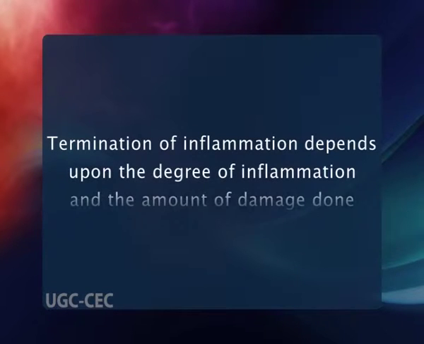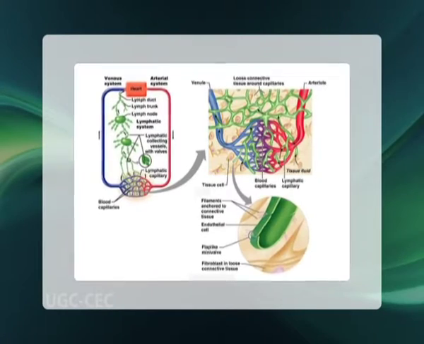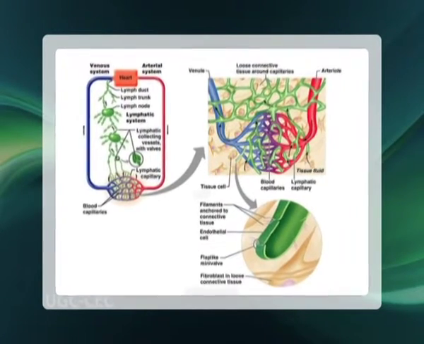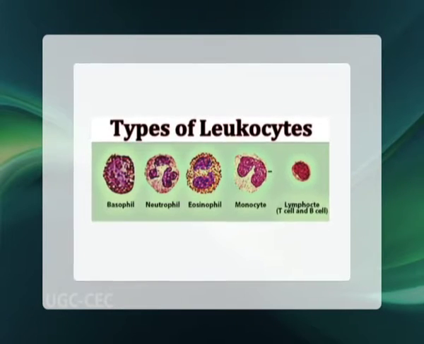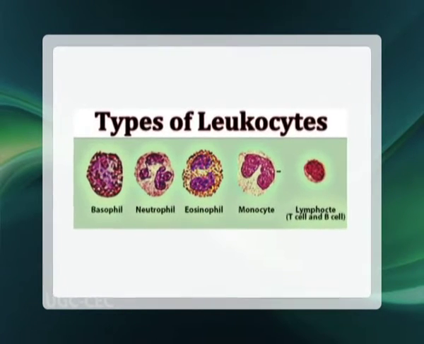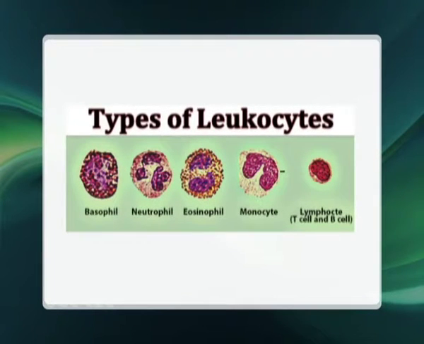The outcome depends on the type of tissue involved and the amount of tissue destruction that has occurred, which are in turn related to the cause of injury. The termination of inflammation depends upon the degree of inflammation and the amount of damage done. This takes place only when the inflammation has been slight. The exudate is taken up by the lymphatics and returned to the circulation. Any degenerated cell will be taken up by the wandering leukocytes and the tissue will resume its normal condition.